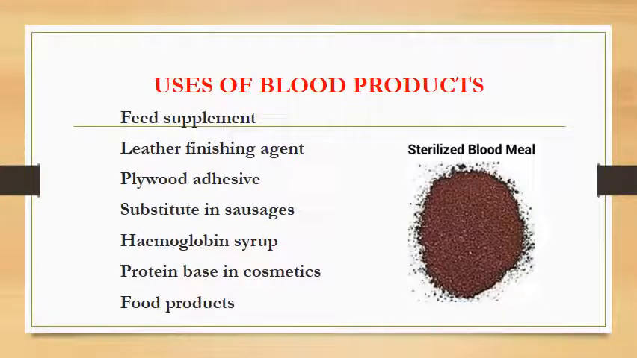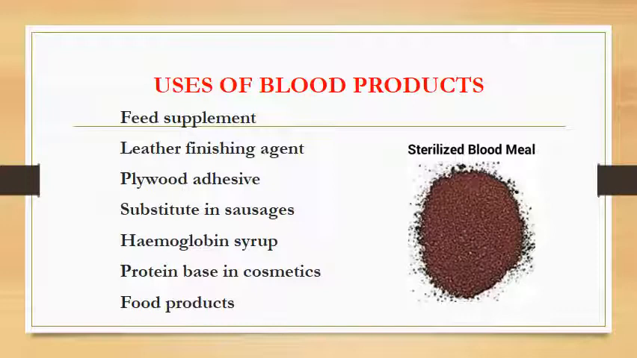So here are the different uses of different blood products. It is used as a supplement for livestock, as a protein supplement, that is the blood meal itself. Then it is used in leather as a leather finishing agent, or in the plywood industry as an adhesive. It is used in sausage as blood sausage, I told earlier. Hemoglobin syrup is used, the main iron coming from the RBC, as a source of iron supplement in case of anemia.